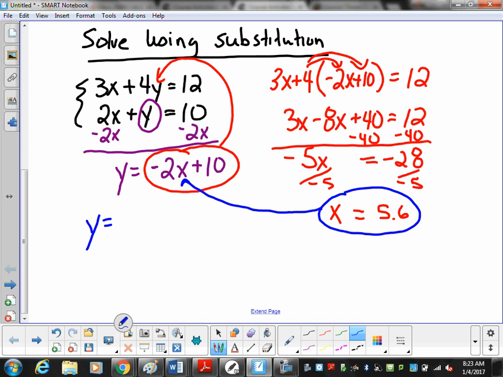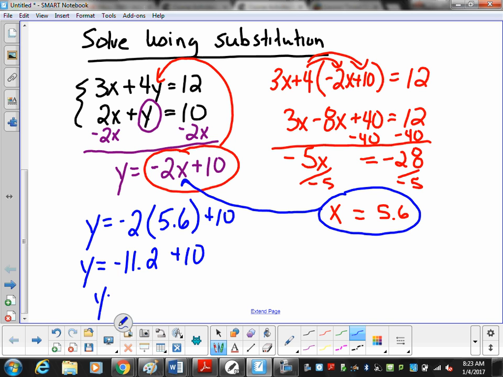So y equals negative 2 times 5.6 plus 10. And I just evaluate the rest of this equation. Negative 2 times 5.6 is negative 11.2. And negative 11.2 plus 10 is negative 1.2. So my solution is x, which is 5.6, comma y, which is negative 1.2.